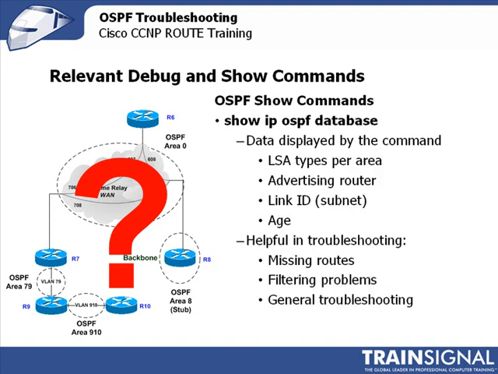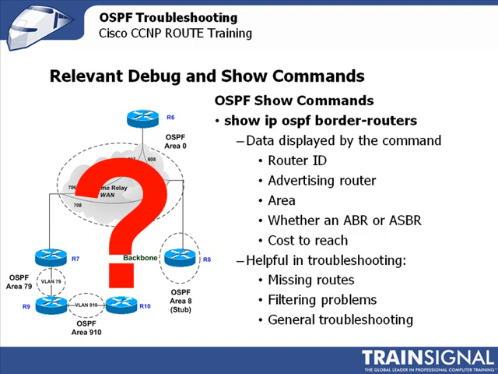The show IP OSPF database command will show you the entire contents of the link state database. It'll show the LSA types per area, 1, 2, 3, 4, and 5, for example, the router that's advertising that particular network, the link ID, specifically the subnet, and the age that's in the routing table. It's helpful in troubleshooting missing routes, filtering problems, and general troubleshooting.